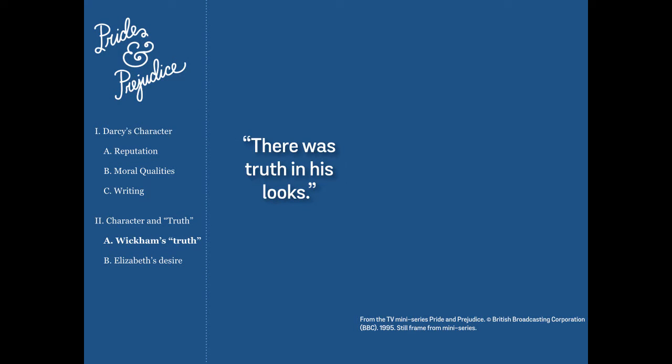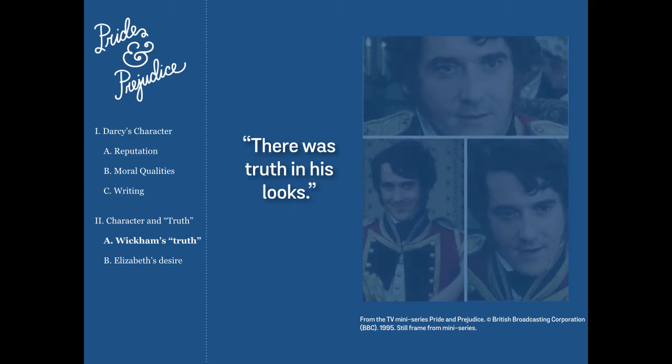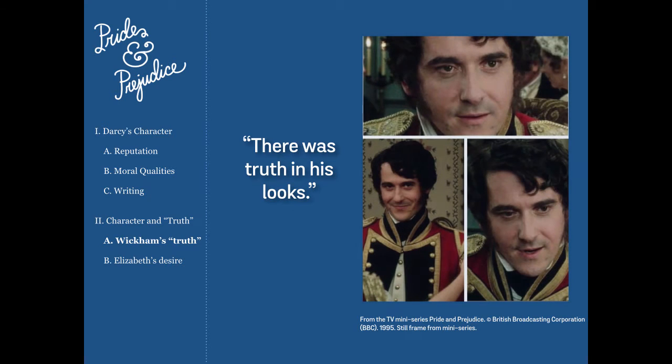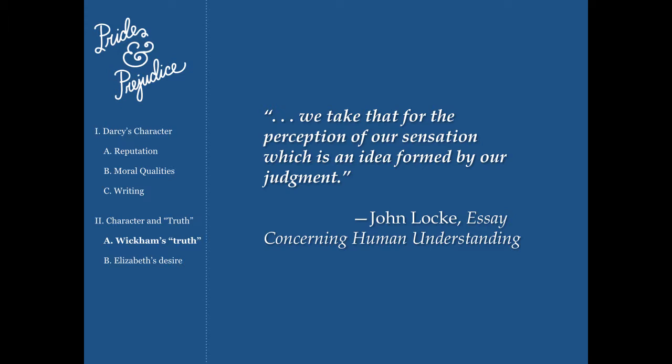This is a purely subjective impression, rendered with great subtlety by the narrator, who is showing us exactly in the moment how an illusion about another person takes shape. The philosopher John Locke, late in the 17th century, analyzed the human mind's tendency, as he put it, to take that for the perception of our sensation, which is an idea formed by our judgment. This is exactly what Lizzie is doing. She has formed an idea in her judgment and thinks that her eyes are seeing it.